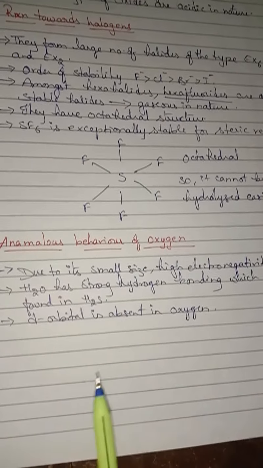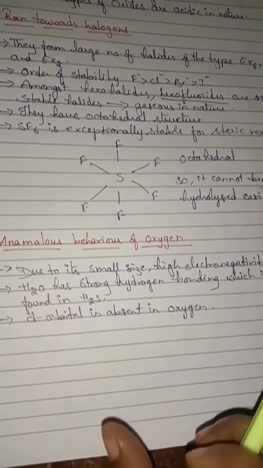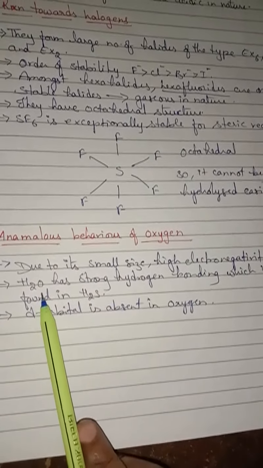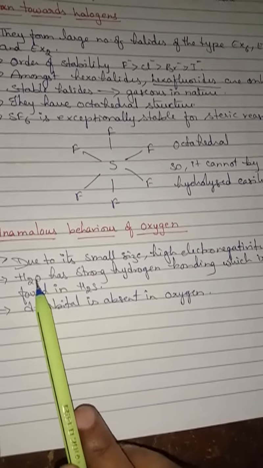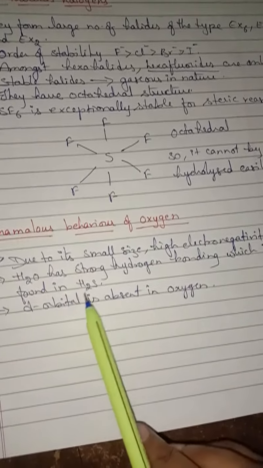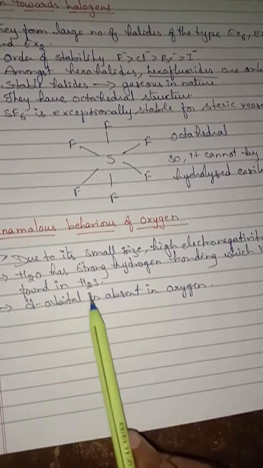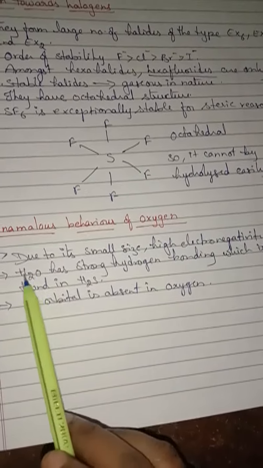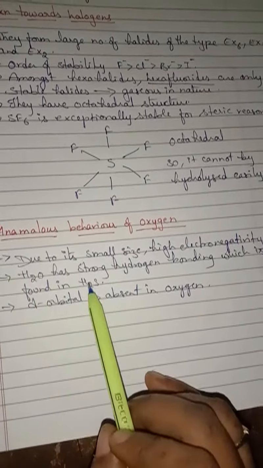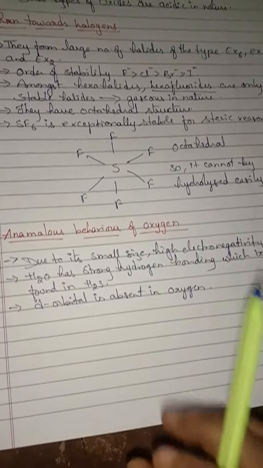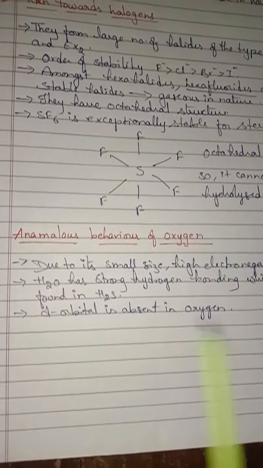One typical example of the effects of small size and high electronegativity is the presence of strong hydrogen bonding. A strong hydrogen bond is present in H2O, but strong hydrogen bonding cannot be found in H2S. Understand? Due to its small size and high electronegativity, a strong bond is found between hydrogen and oxygen. It is not seen in hydrogen sulfide. And why does this happen? Because oxygen does not have d orbitals.